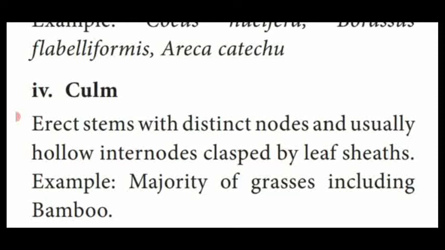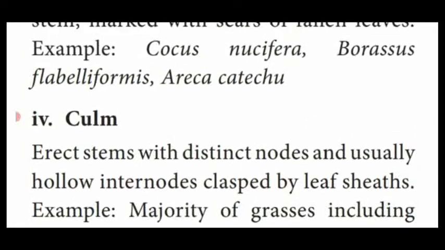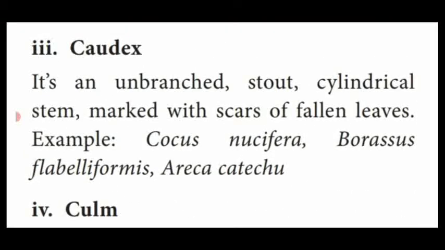Example, majority of grasses including bamboo. Clasped by sheathy leaf means the internodal regions are covered by a bag-like structure known as leaf sheath. So that type of stem is known as culm stem. Example, most of the grasses and also bamboo. Bamboo means mungil. So these are the other 2 types of stem.